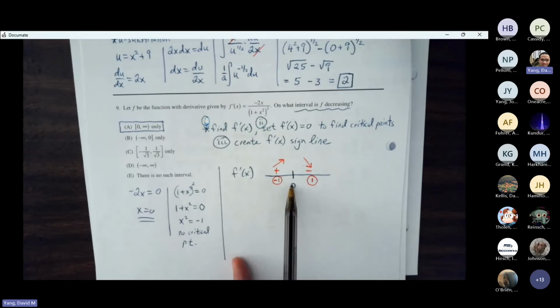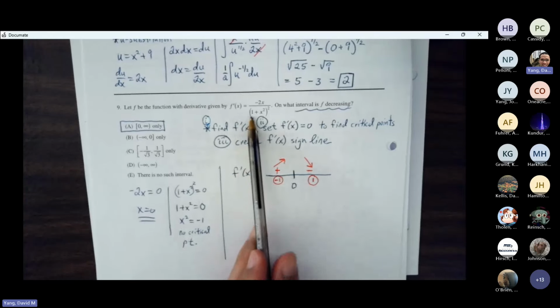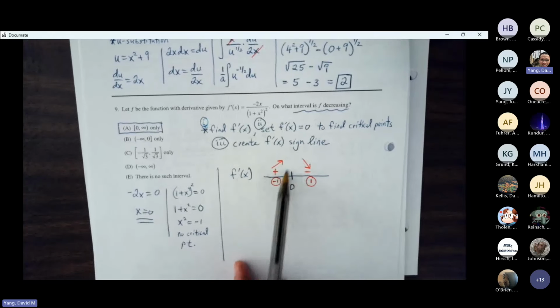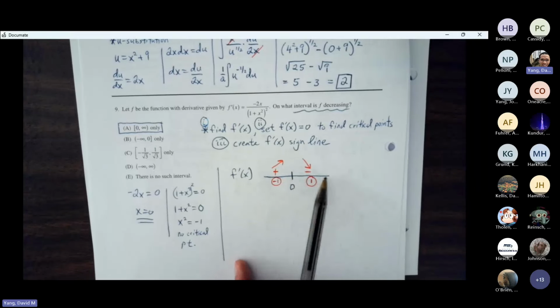So the critical point is at 0. I plug in -1, I get positive. I plug 1 in, I get negative. Positive followed by negative, there is a relative max here. Decreasing will be from 0 to infinity.